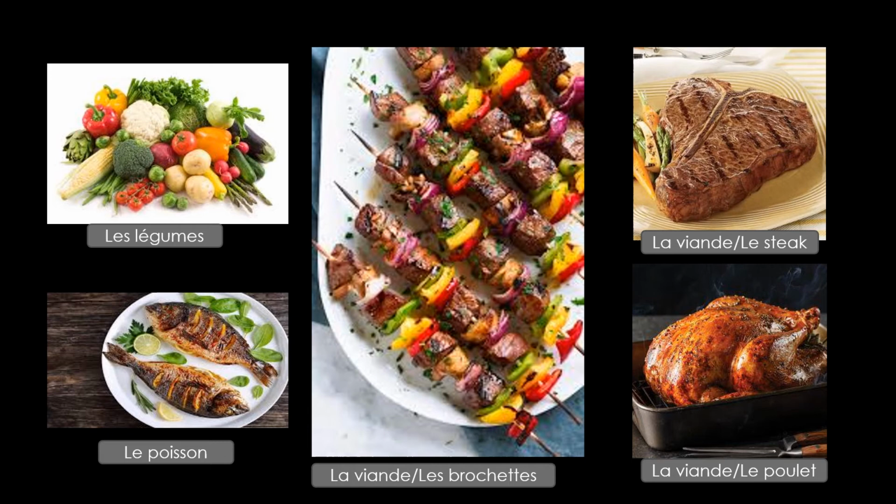Now, you will notice that in front of the skewers, the steak, and the chicken, I have placed the word la viande. That is because I also wanted you to know the name of the group of these meats. Viande means meat. This way you know how to say fish, poisson, meat, viande, and vegetables, légumes.